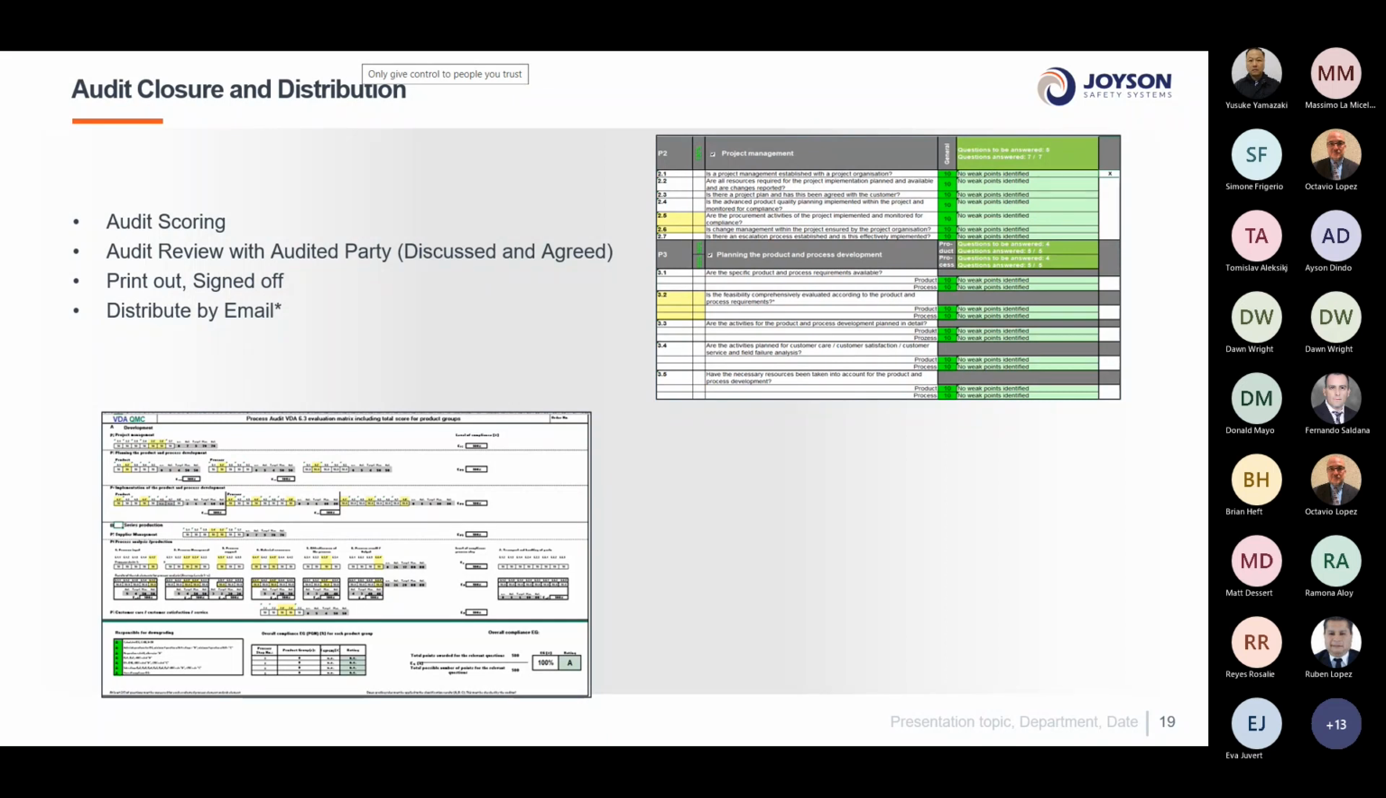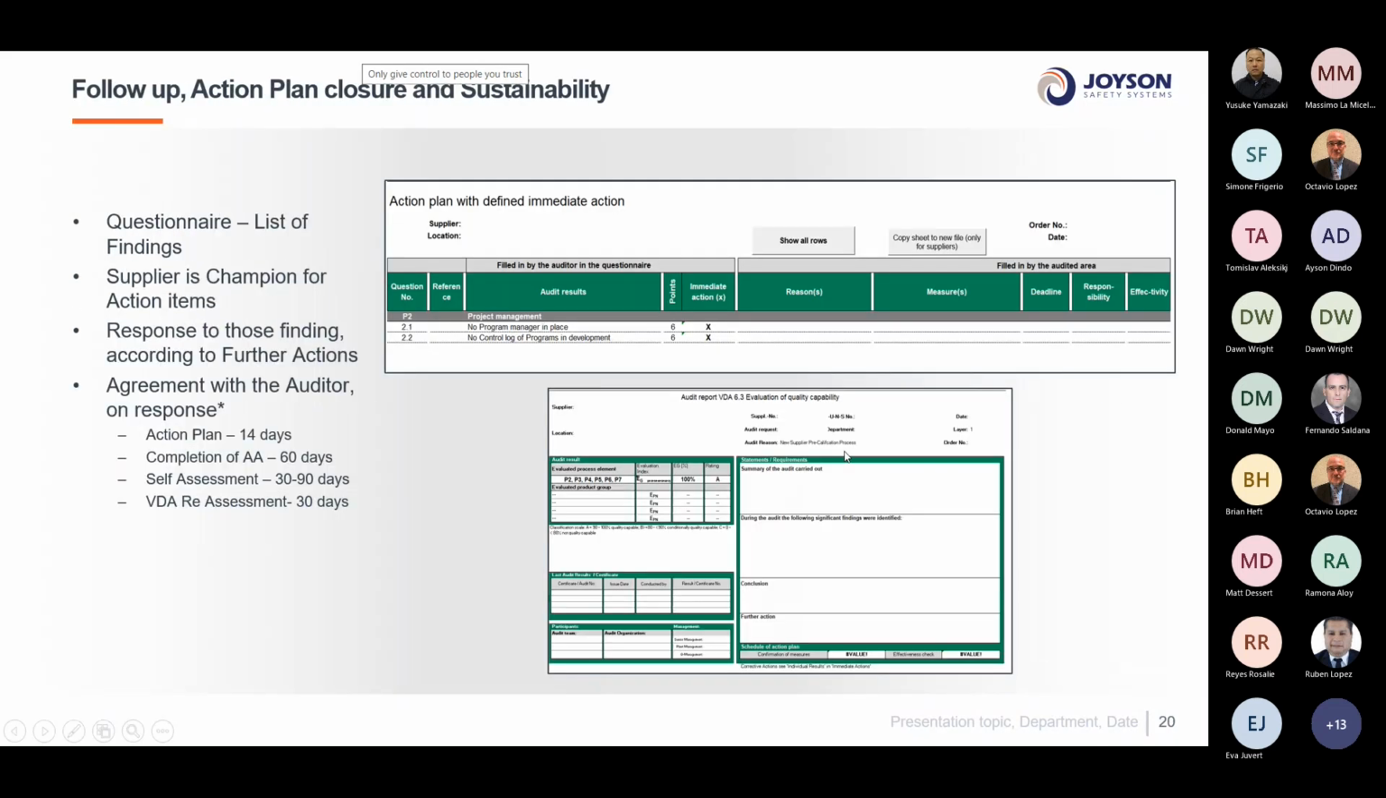So in the communication that the audit was originally planned, we can go and disclose audit results and the action plan and a follow-up. That's basically what is done formally. So now, as of now, we have done our audit. We wrap up our audit and we distribute it. What is the follow-up and the action plan closure and sustainability? That's what we were discussing before.